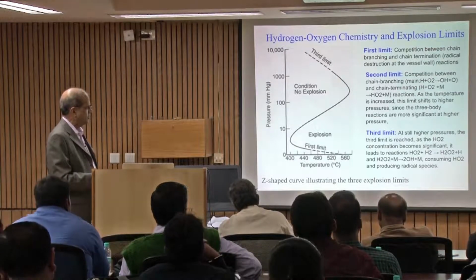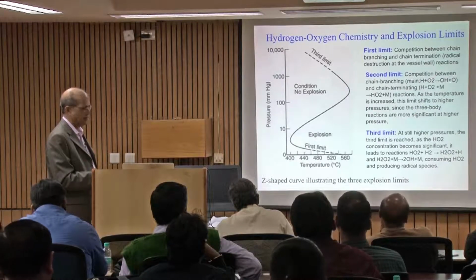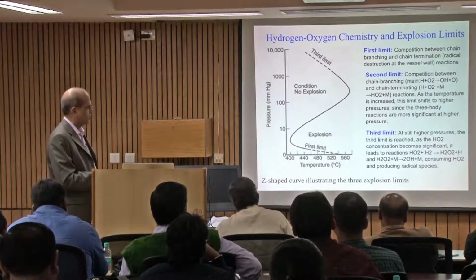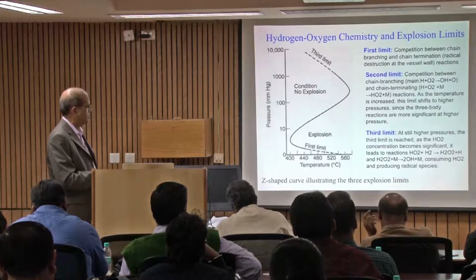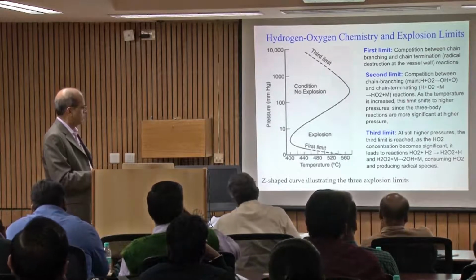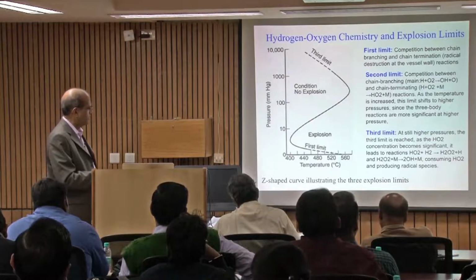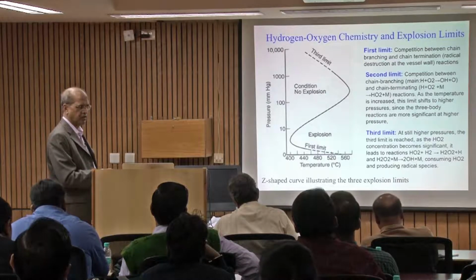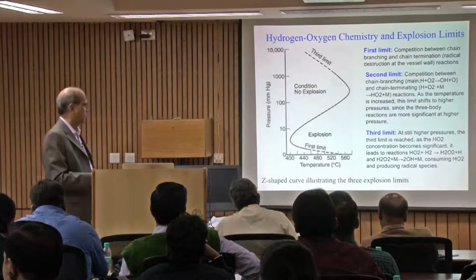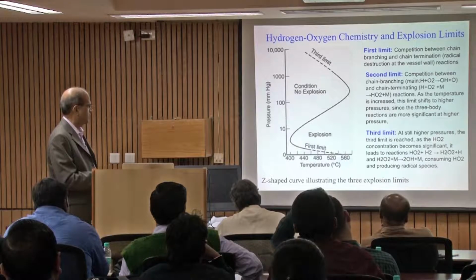If you increase the temperature, what happens? These reactions become more important, so you go back to the reactive state. If you increase pressure, then you go into a less reactive state. And why does this curve increase like this? Because as you increase temperature, to go to less reactive, you have to go to higher pressure, because of the competition. Then you cross the second limit.